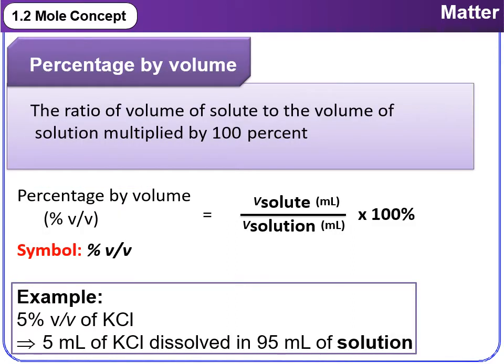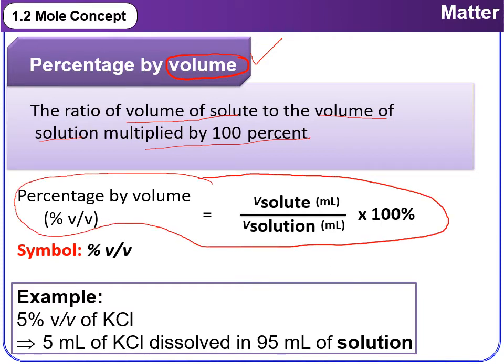Okay, the last concentration unit is percentage by volume, where it is a bit different from the previous one, just in the measurement dimension. So percentage by mass uses mass, while percentage by volume uses volume. So volume of solute to the volume of solution and then multiply by 100%. This is the formula for percentage by volume, and this is the symbol for the percentage by volume.